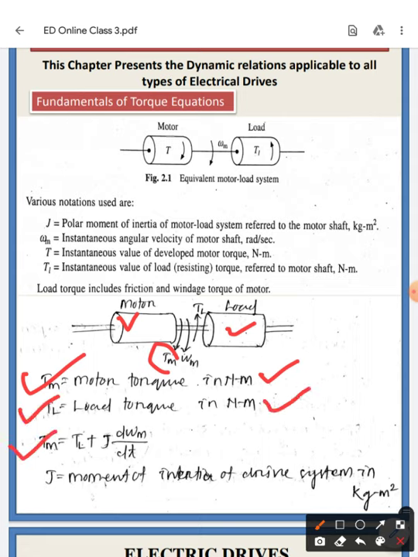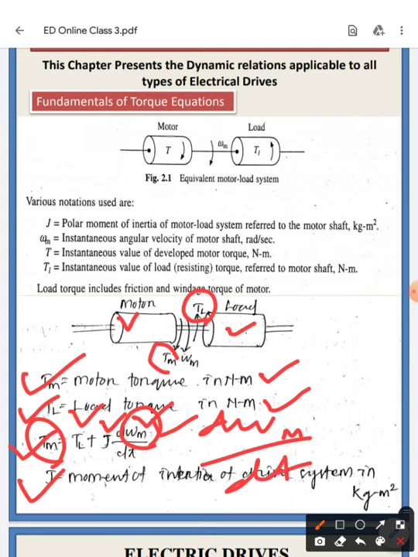Tm is equal to, what is motor torque? To drive this load we have to overcome this load torque plus the moment of inertia, that is the rate of change of your angular momentum, right? So Tm is equal to TL plus moment of inertia into d omega m by dt. J is the moment of inertia of the drive system, which is in kg meter square, and omega m is the instantaneous angular velocity of the motor shaft, which is in radian per second, and d omega m by dt means the rate of change of your instantaneous angular velocity.